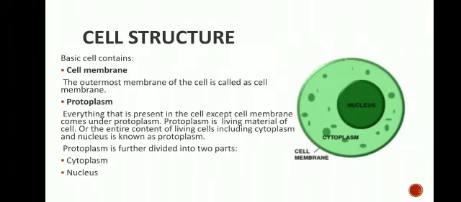A basic cell contains the cell membrane, which is the outermost membrane of the cell, and protoplasm. That is, everything present inside the cell except the cell membrane comes under protoplasm. Protoplasm is the living material of a cell, or the entire content of the living cell, and includes cytoplasm and nucleus. Protoplasm is further divided into two parts, that is cytoplasm and nucleus.